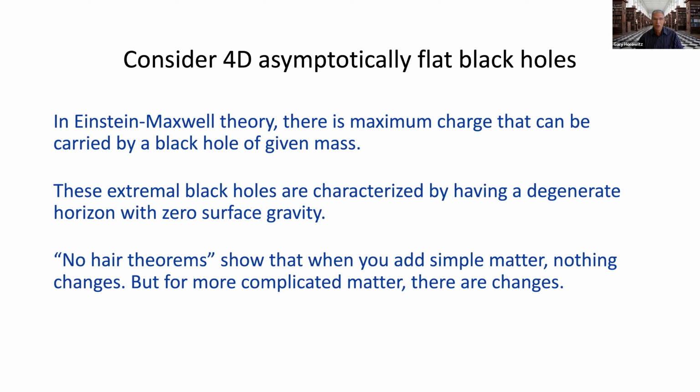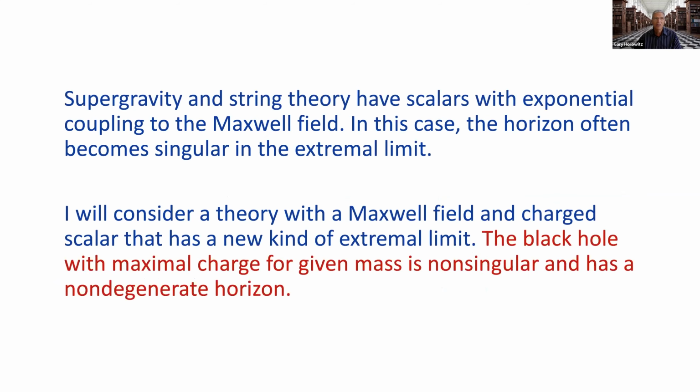Now, there are standard no-hair theorems, which show that when you add simple matter to the Einstein-Maxwell theory, nothing changes. As we just heard, these matter fields tend to decay, they radiate off to infinity or go down the horizon, and you end up with the standard Einstein-Maxwell black hole with the same type of extremal limit. However, for more complicated matter, there are changes to the extremal black hole. In particular, some theories of supergravity and string theory have scalars with exponential coupling to the Maxwell field. And in this case, the horizon often becomes singular in the extremal limit.